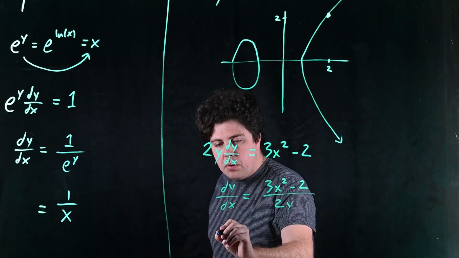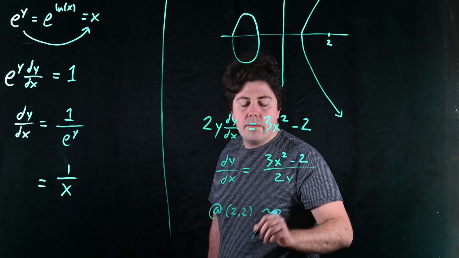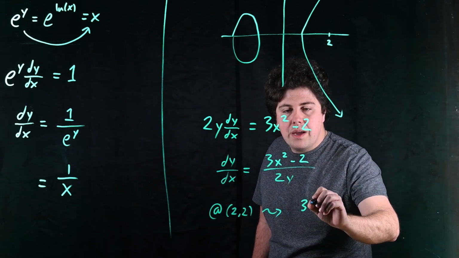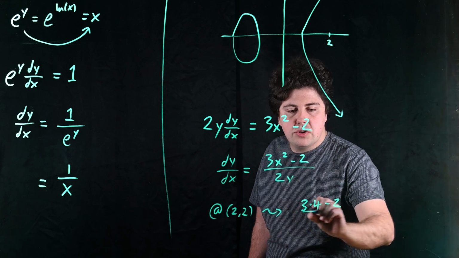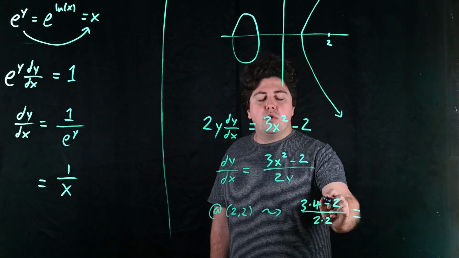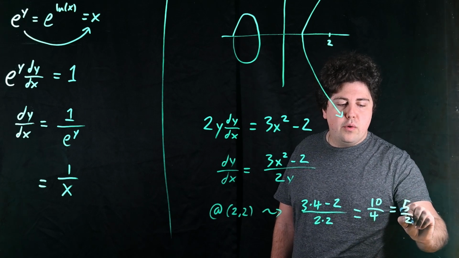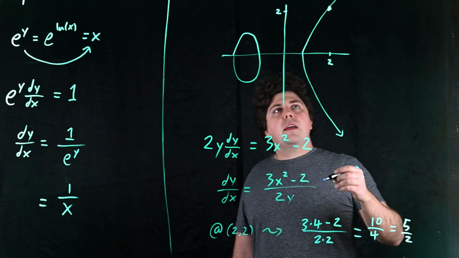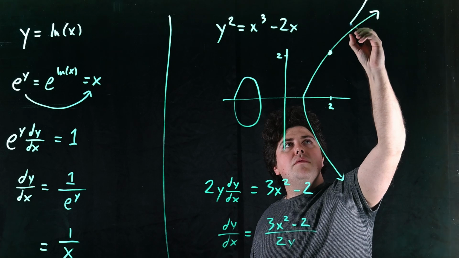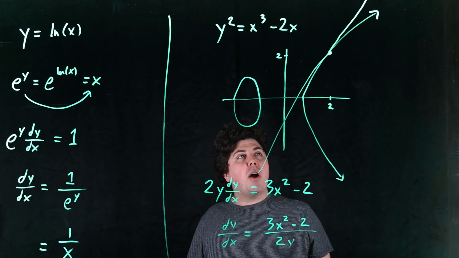So now, if we plug this in at (2, 2), what do we get? Let's just plug in 2 for x and 2 for y. We're going to get 3 times 2 squared, which is 12, minus 2, all over 2 times 2. And this is going to be 10 over 4, so this is going to be 5 over 2. And indeed, it's not like I drew the best picture in the universe here, but that looks about like a line with slope 5 over 2 to me. So I'm going to say it probably worked out.